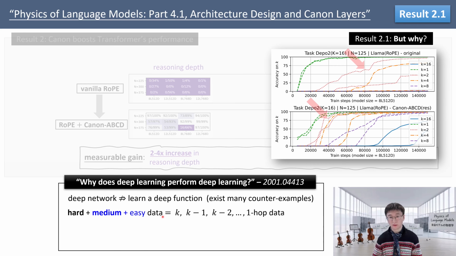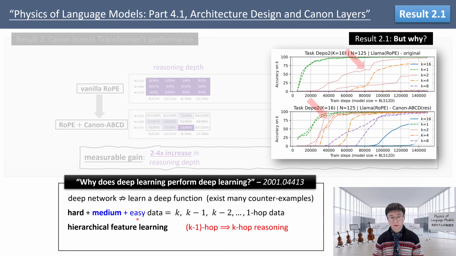medium-level data and easy data, all together. So in the context of multi-hop reasoning, to some extent, you need the model to first be able to learn k-1 hop, and then it can gradually climb this ladder and start to learn k-hop reasoning and so on. This is what people call hierarchical feature learning. So you need the data to consist of not only k-hop data, but also k-1, also k-2, until 1-hop data. You need all of them to be present.